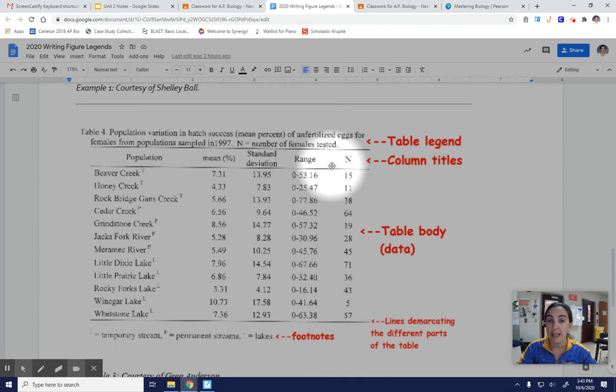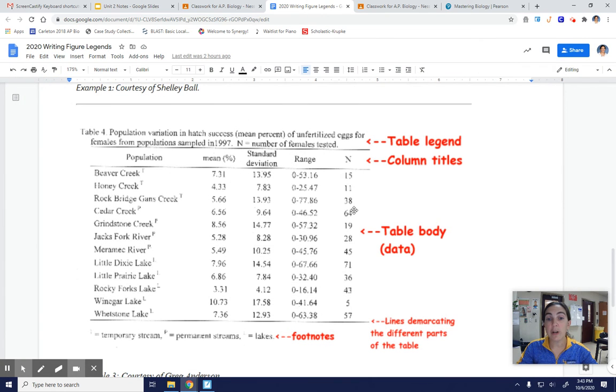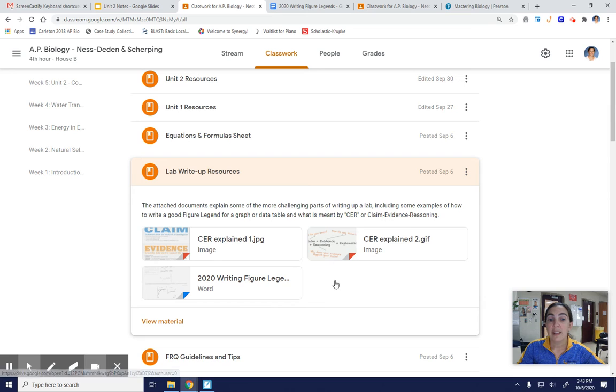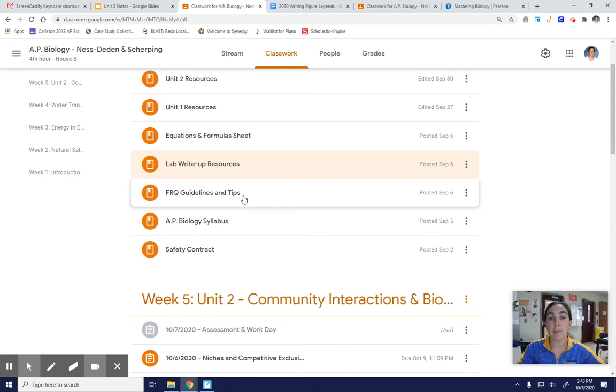You start by reading the headings and then look down. Again, you can see the figure legend is a sentence or two kind of summarizing what all of this data is and what it means. So you can always refer back to this document if you need to look at some examples of what figure legends should look like.